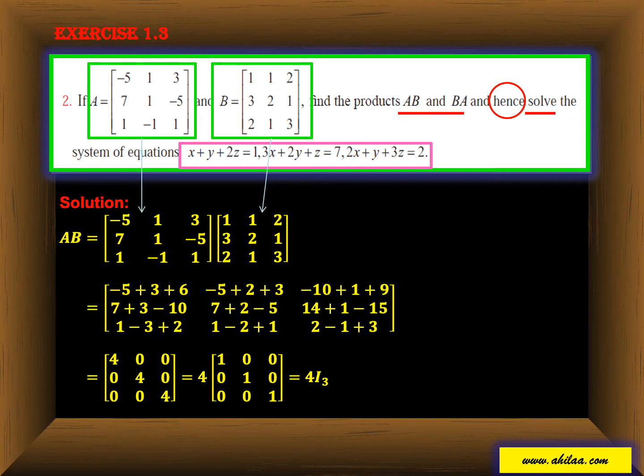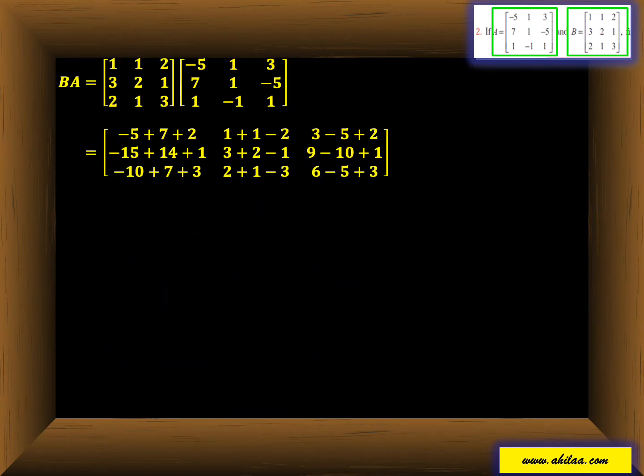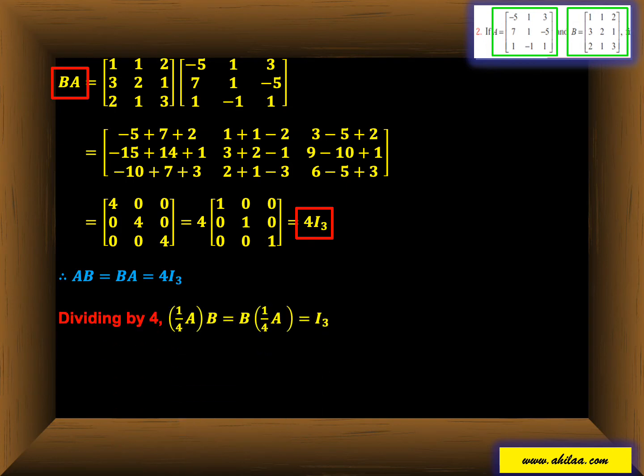We are getting it as 4I3. So AB equal to 4I3. Similarly, we find BA. So simplify by matrix multiplication. Here also we are getting BA equal to 4I3. Therefore, AB equal to BA equal to 4I3. So dividing by 4 and associating that with the A, we get 1 by 4 into A into B equal to B into 1 by 4 into A equal to I3.